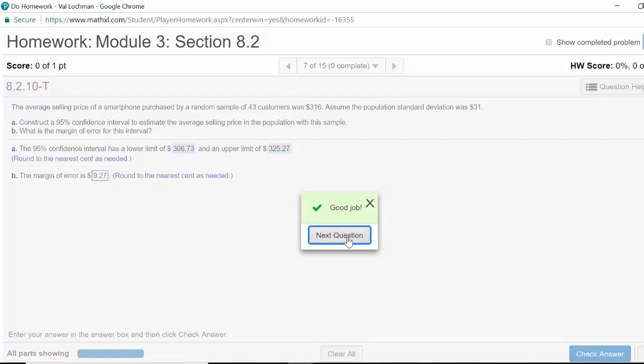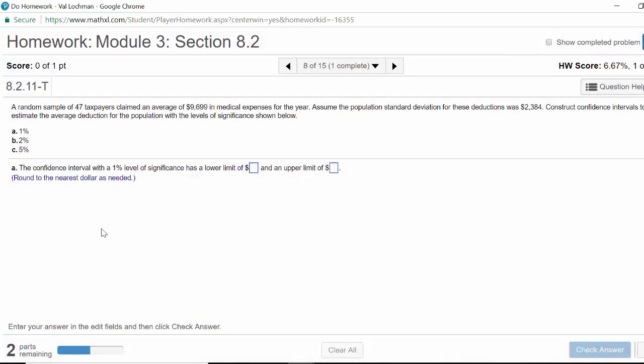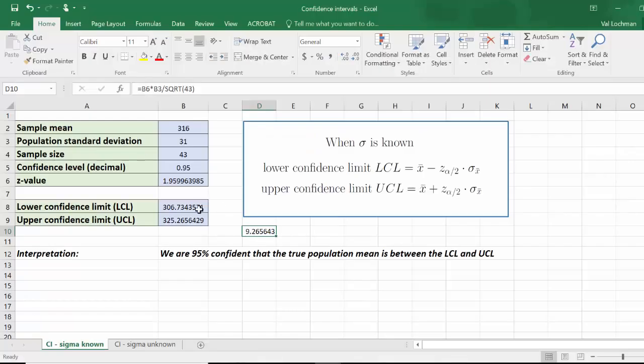All right, and you can notice that this is the value, oops, let's go back. Okay, this is the value that would be exactly half of the length of the interval, right? So it's x bar sample mean plus this value, and x bar minus this, that would be 306.73. Okay, so that is your margin of error.